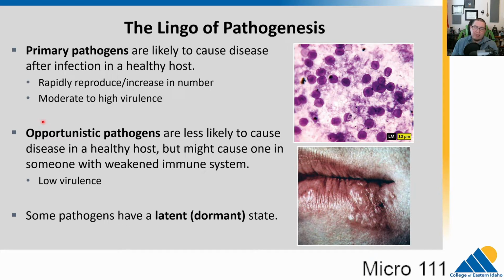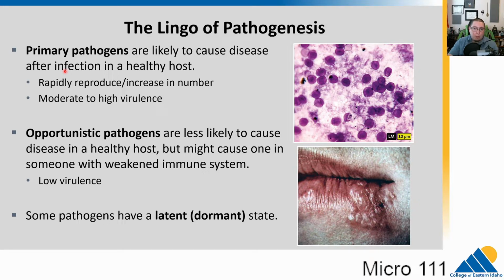An opportunistic pathogen is something that's less likely to cause disease in a healthy host. We have all kinds of things like that, but an opportunistic pathogen might cause a disease in someone with a weakened immune system. Say somebody's infected with something, right? Let's take HIV as an example. HIV, primary pathogen, right? If you're exposed to HIV, very likely it's going to get in and cause disease, which will lead to AIDS, which is the disease, right? The lowering of the immune system.